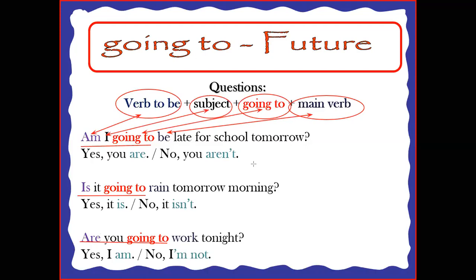Example number one. Am I going to be late for school tomorrow? Yes, you are, or maybe no, you aren't. Number two. Is it going to rain tomorrow morning? Yes, it is, or maybe no, it isn't. Finally, number three. Are you going to work tonight? Yes, I am. No, I'm not. Okay, remember this is for grammar section. Okay, for grammar section. Continue.